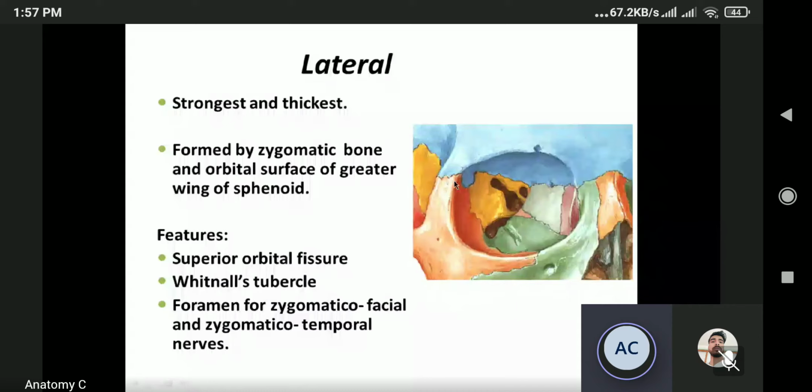Now again you will get the foramina. These are the zygomaticofacial and zygomaticotemporal foramina. Just remember, the lateral wall is thicker than the medial wall, and it's formed by only two bones.